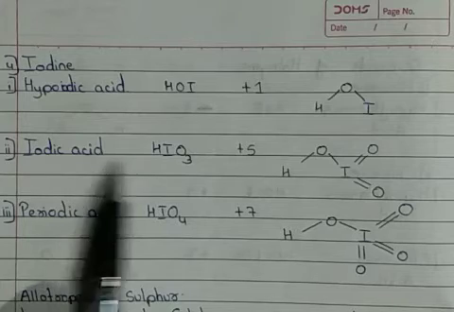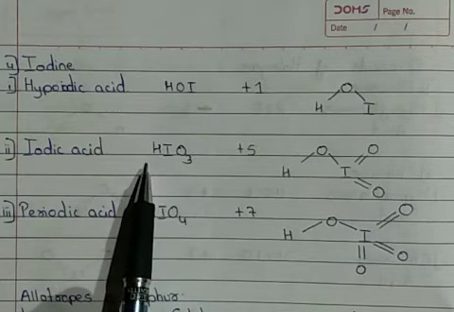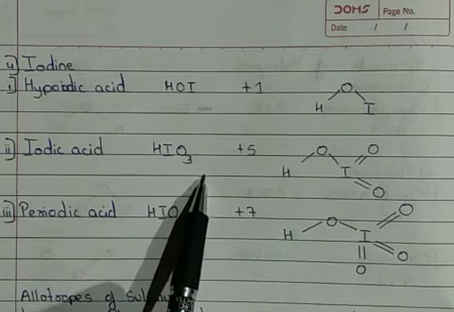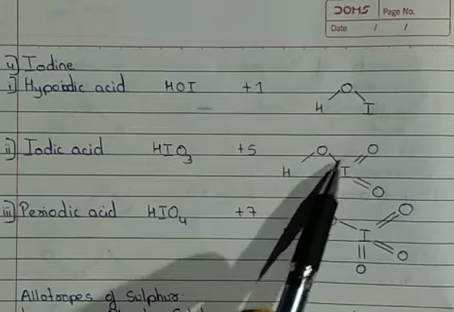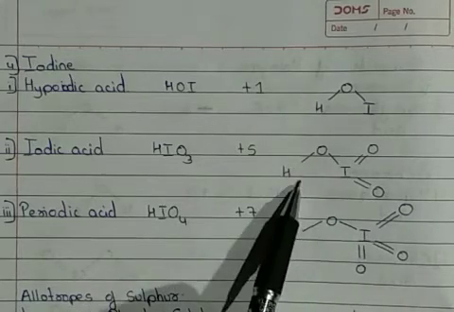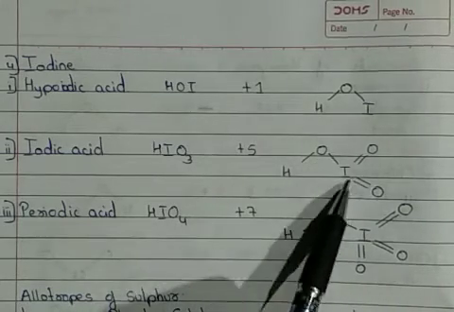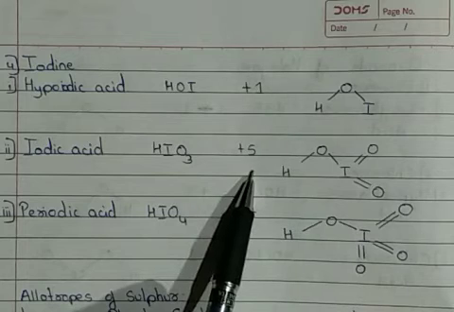Then iodic acid, HIO3, which can also be written as HOIO2, where I will have two double bonds to O and one single bond to OH. So because I has 5 bonds, its oxidation state is +5.